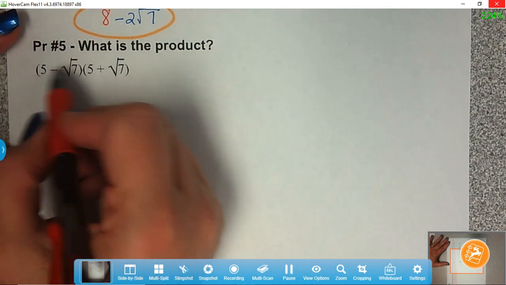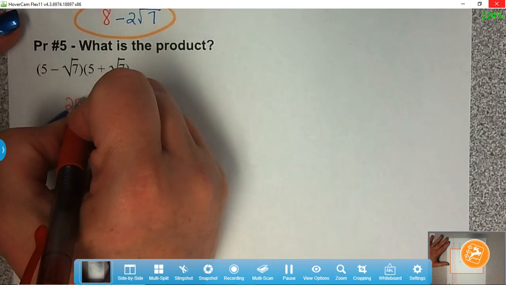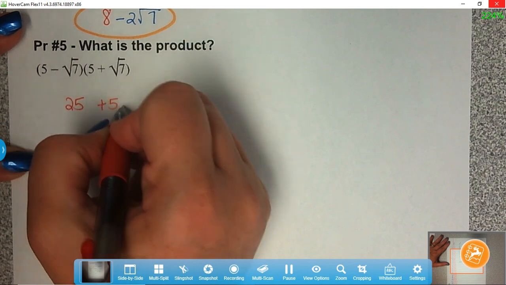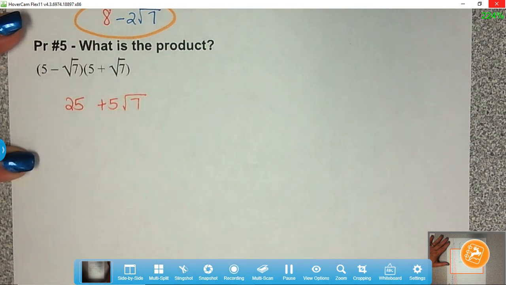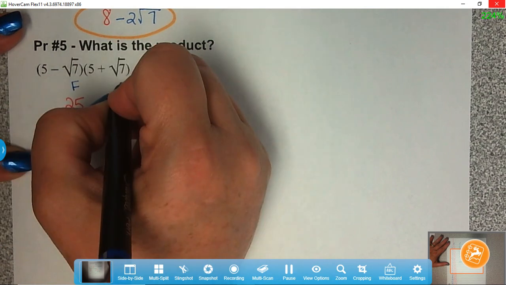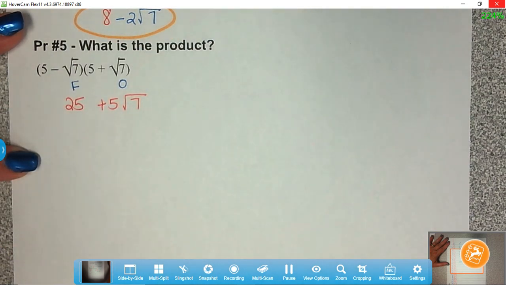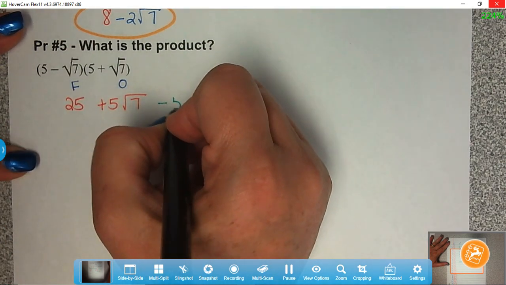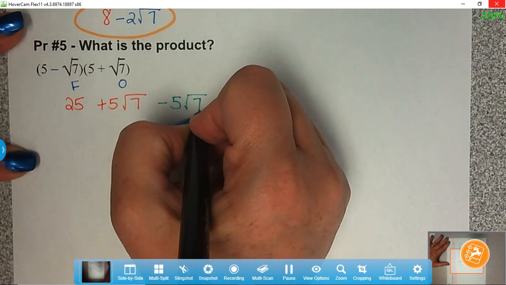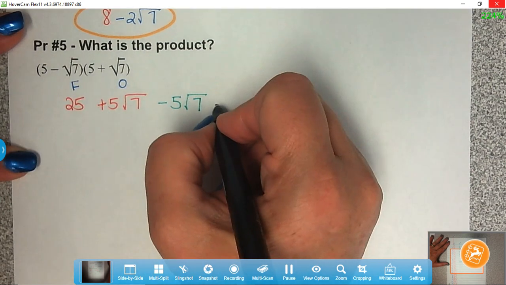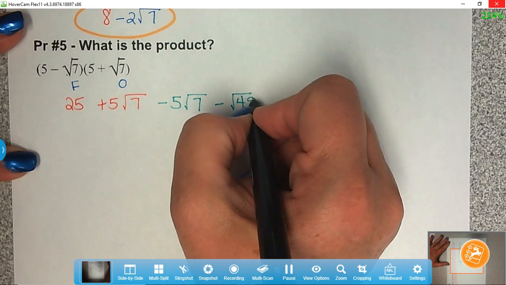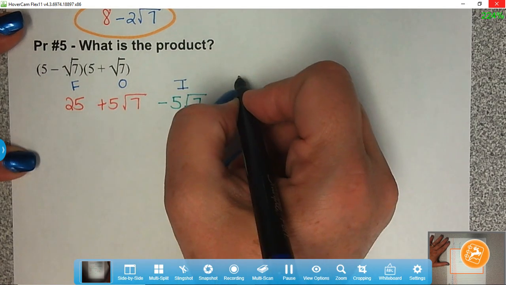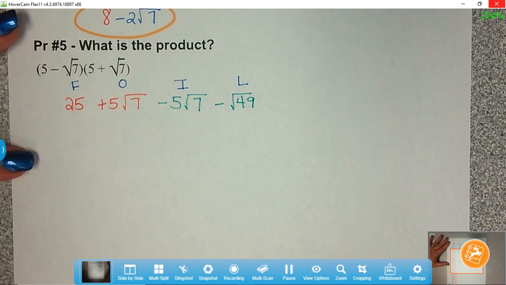All right, so I'm going to start with 5 times 5 is 25. 5 times the square root of 7 is a positive 5 square root of 7. Okay, and that was when I multiplied the first in each parenthesis and the outside in each parenthesis. Now I'm going to multiply these two, so that's negative 5 square root of 7, and then the last ones will give me minus the square root of 49. That was from doing the inside and the last if we're looking at the FOIL method.